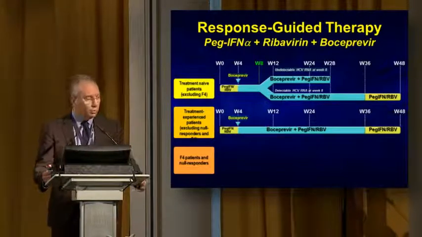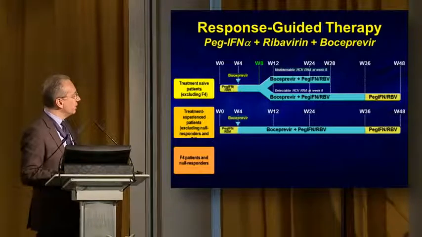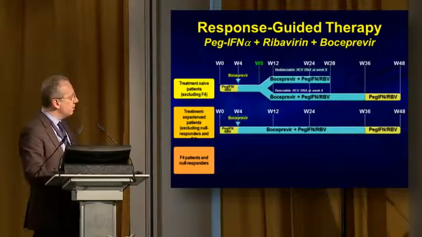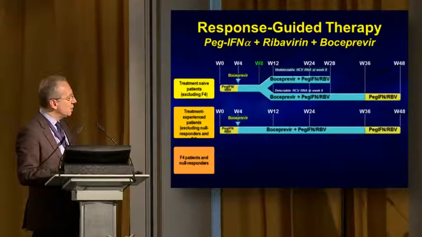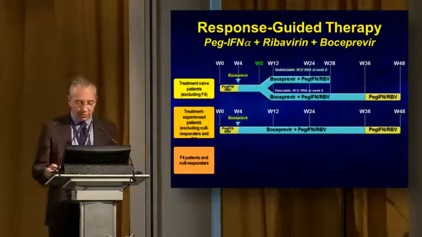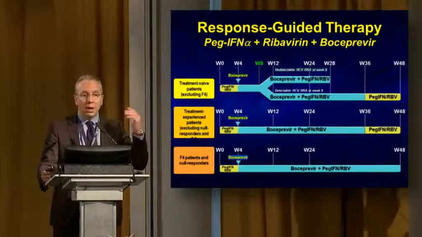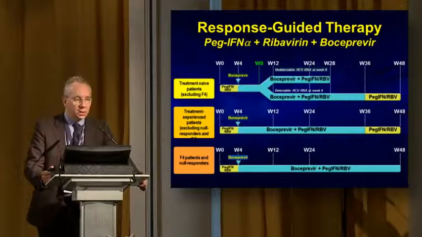The second group, treatment-experienced patients, excluding non-responders and cirrhosis, have the lead-in phase with interferon and ribavirin for a week. They add boceprevir, continue on triple combination until week 36, and then stop boceprevir, continue with interferon and ribavirin for 12 additional weeks. And finally, for the cirrhotic patients, all the prior non-responders, it's very easy, very simple.